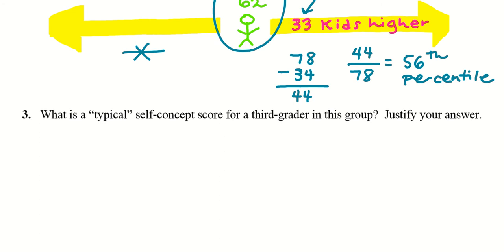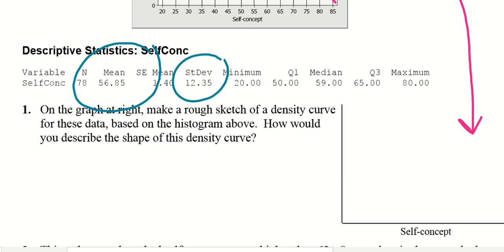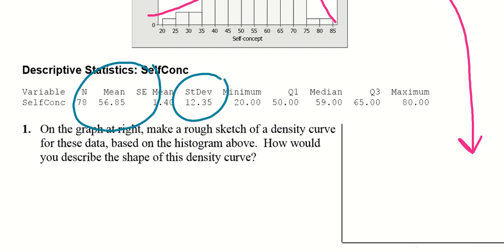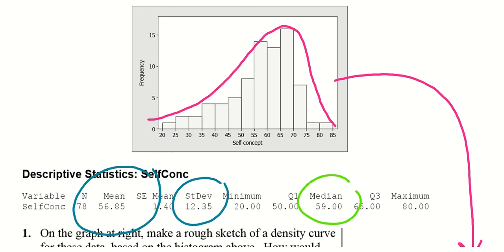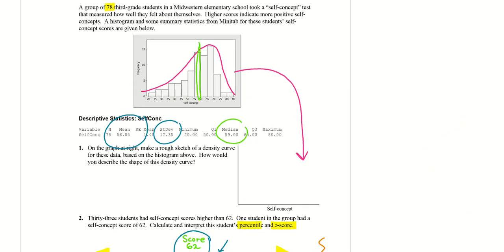So please make sure you understand that a good typical self-concept score is whatever the median is, because it's skewed. And if you want to be super precise, you can list the median. The median is 59, which is right here. So going to your picture, a typical score of 59 would be about right here. And that's a better score than a mean of 56, which is actually not too much lower. So it's not terribly skewed, but it's skewed a little bit. Let's move on.